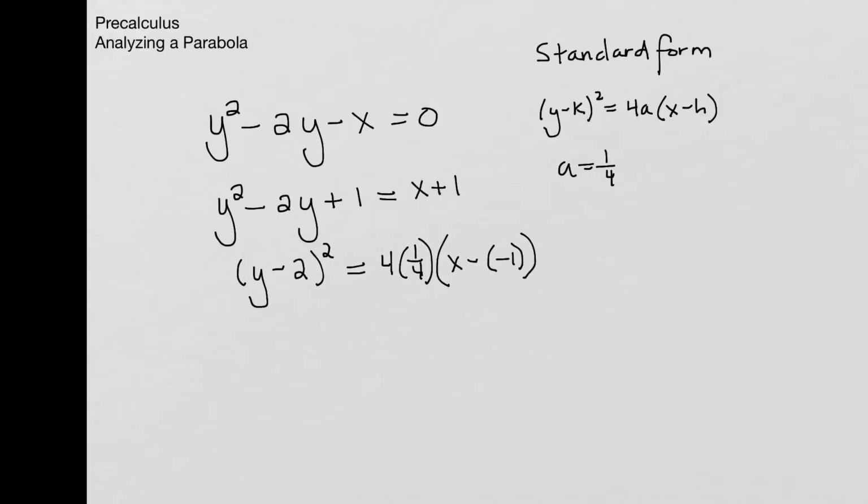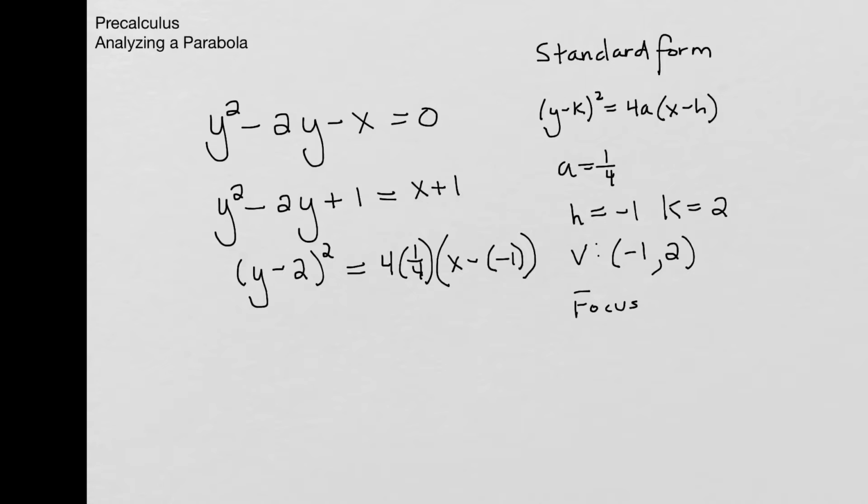Okay, so now I know that a is 1/4. I know that the h value of the vertex is negative 1, and the k value of the vertex is 2. So my vertex is at the point negative 1, 2. And then let's see, what else do we need? We need the focus.